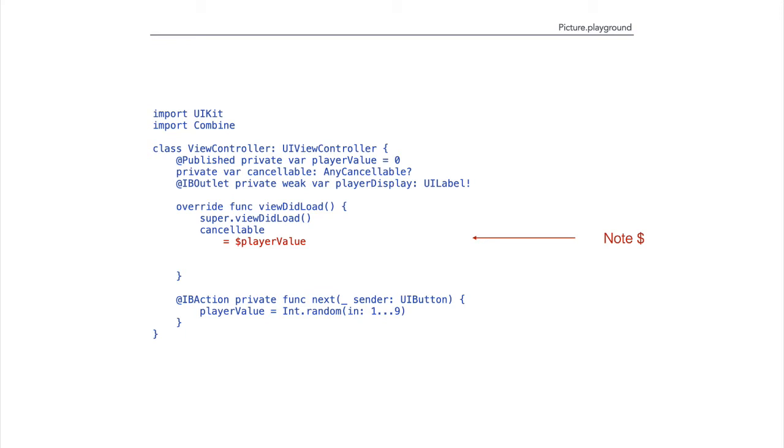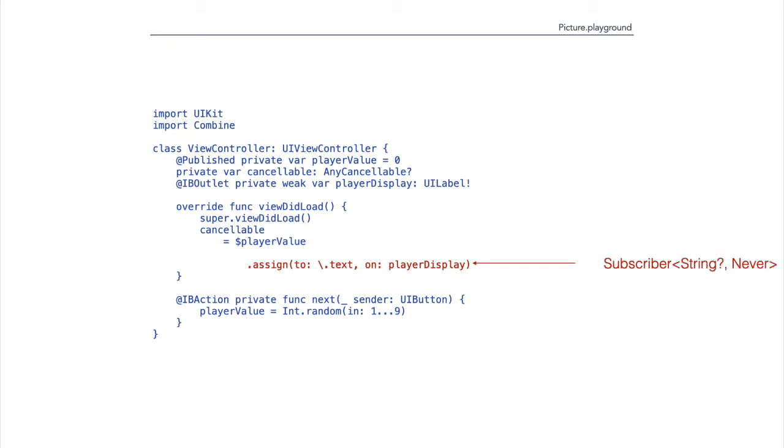So there's my publisher. I'm going to use the assign subscriber, and assign says I want to assign this to the text property on playerDisplay. We're using key paths here. And so playerDisplay is the receiving object, and .text, it's as if saying playerDisplay.text equals whatever it's being given, but it's being given it by a publisher, so it has to pull it out of the publisher and get its output. The subscriber is expecting to receive something that is an optional String, and it never fails. I can only use assign when it never fails.